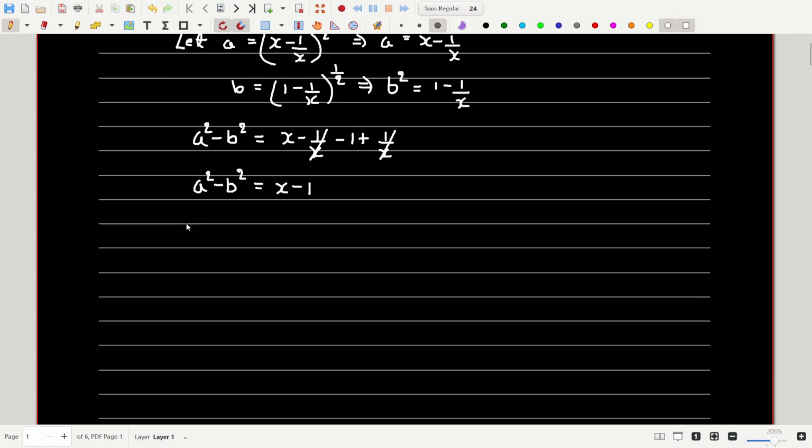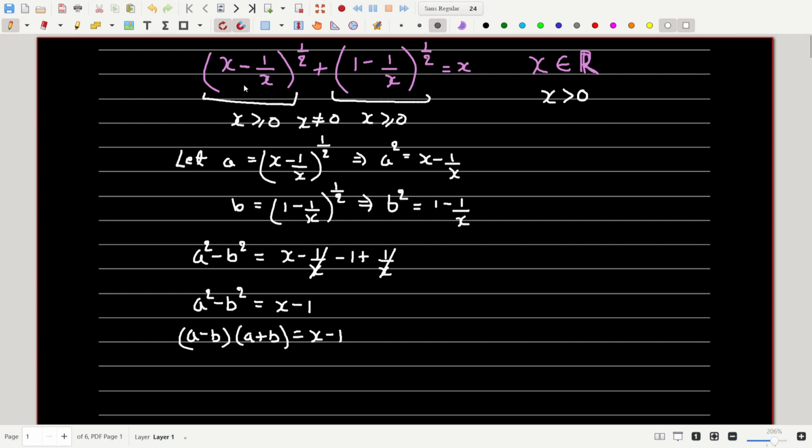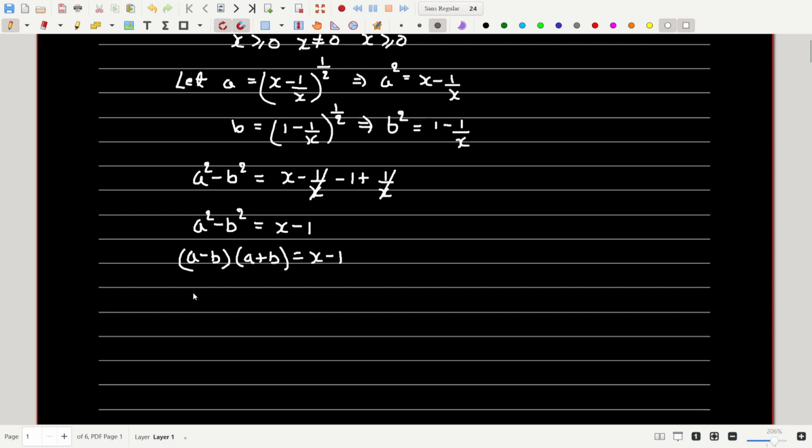Now let us factorize the left hand side. (a minus b) into (a plus b) is equal to x minus 1. Now notice that a plus b is nothing but x. a plus b is this because I assumed this to be a and this to be b. So a plus b is x. So if I take x to the right hand side, my right hand side becomes 1 minus 1 upon x.